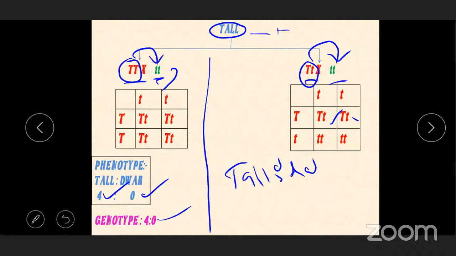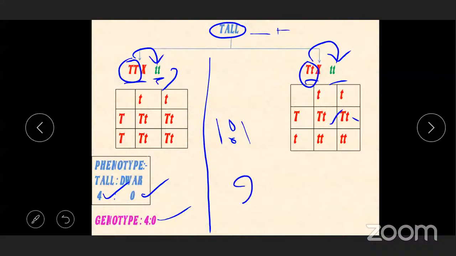So what is the phenotype ratio if the F1 tall is heterozygous? 1:1 is the phenotype ratio if this F1 tall is heterozygous. And the genotype ratio: this is heterozygous tall, this is heterozygous tall, this one is homozygous dwarf, and this one is homozygous dwarf. So that is heterozygous tall is to homozygous dwarf.